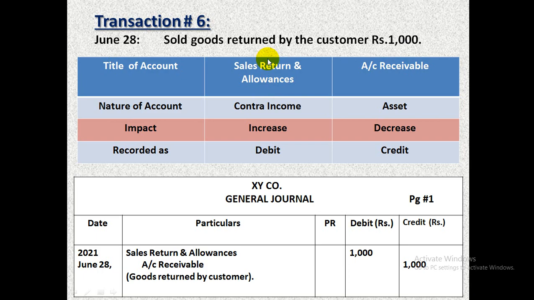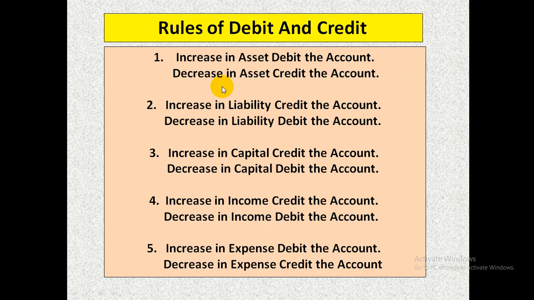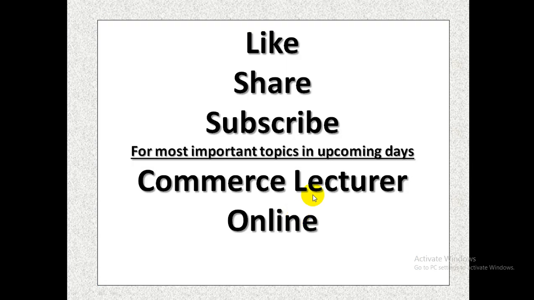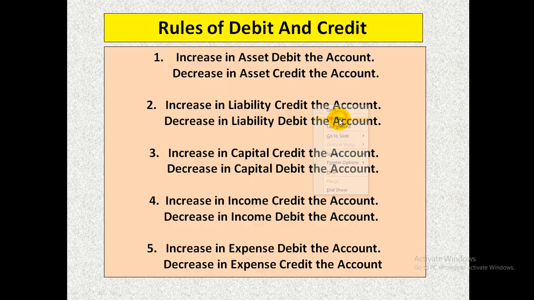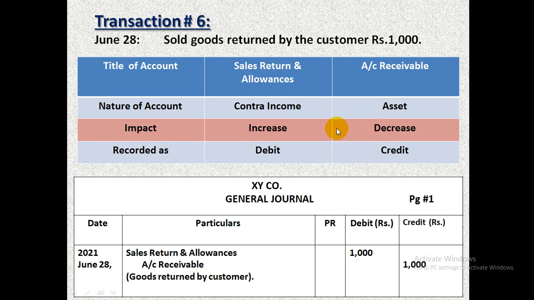Contra income means the opposite rule of income will be applied. The opposite rule means whenever income increases, it's recorded in credit, but whenever sales return and allowances increase, it will be recorded in the debit. Let's talk about the transaction. Sales return and allowance is a contra income because it's increasing and the opposite rule of income will be applied. Therefore, it will be recorded in debit.